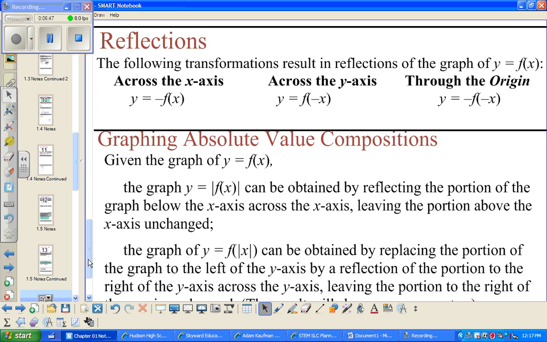There are 3 reflections you need to be aware of. A reflection in the x-axis, which occurs when you multiply an entire function by -1. A reflection in the y-axis, which occurs when you replace every x value with a negative x. And a reflection through the origin, which occurs when you replace every x with a negative x and take the opposite of the function.